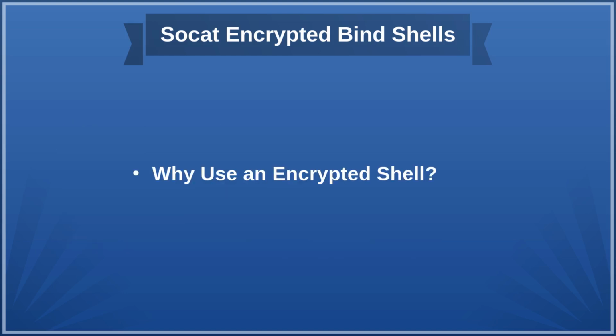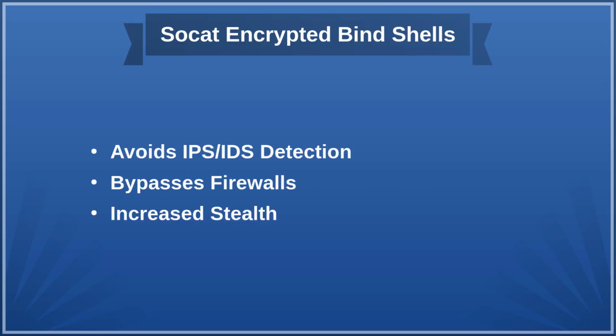So why use an encrypted shell? The first obvious reason would be to avoid intrusion detection and prevention system detection. Since the traffic is encrypted, security devices won't be able to inspect the session for malicious activity. Second reason would be to bypass firewalls. Some firewalls block unencrypted Netcat connections but might allow OpenSSL traffic. Third, the increased stealth of Socat over Netcat, since encrypted connections blend in with normal HTTPS traffic, reducing the risk of detection. With this approach, we can maintain a persistent and secure foothold on the compromised machine.